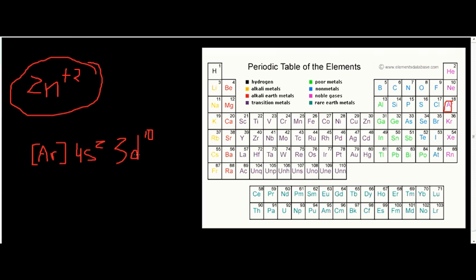Since it has a +2 charge, +2 means it lost 2 electrons. So you need to take away 2 electrons from the outermost subshell. The outermost subshell is the 4s2 because 4 is greater than 3. So you just subtract the 4s2, and then its electronic configuration would be argon in brackets and 3d10.